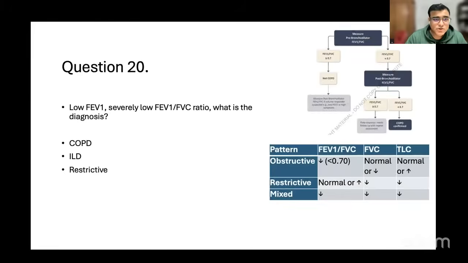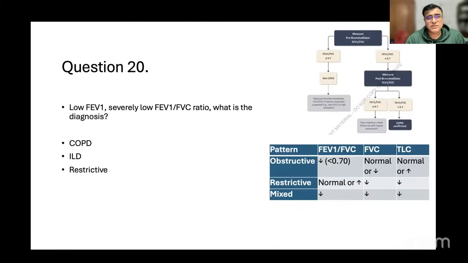Okay. Some people had recalled two or three scenarios where there was a question about low FEV1, low FEV1 to FVC ratio, or low FVC. They had given the options as COPD, ILD or restrictive. The answer was COPD here, because whenever there is low FEV1 or FVC, it is about obstructive pathology. So the answer would have been COPD in this scenario.